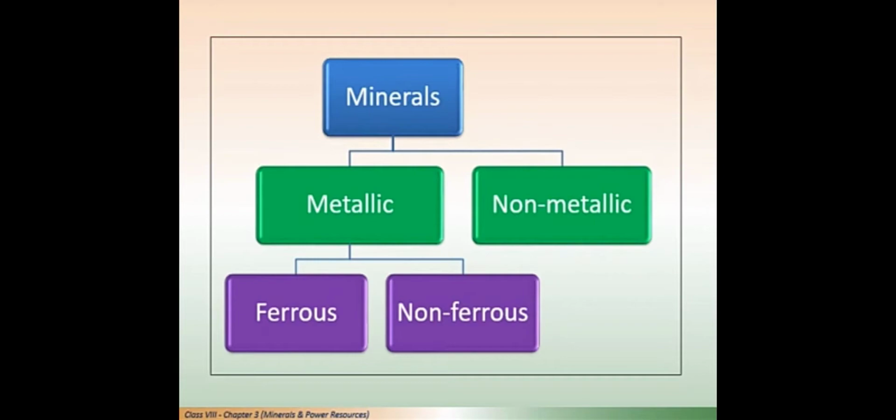Metallic minerals are again classified into ferrous and non-ferrous. The word ferrous means iron content. If the mineral has iron in it, it is called a ferrous mineral. Examples are magnesium, chromite, iron ore, etc. If the mineral does not contain any iron, it is called a non-ferrous mineral. Examples are gold, silver, copper or lead, etc. So the main classification is that minerals are divided into metallic and non-metallic, and metallic is further divided into ferrous and non-ferrous. While writing these types of minerals, you need to give one or two examples.